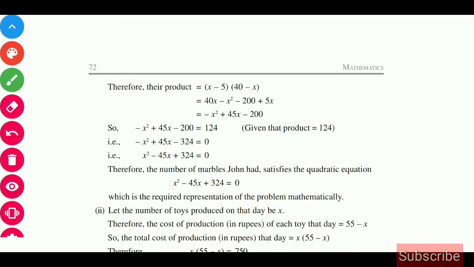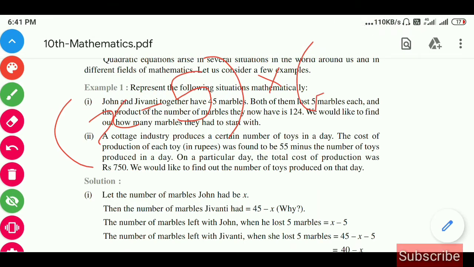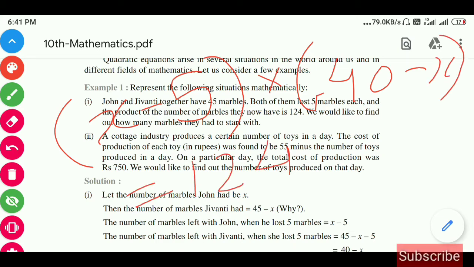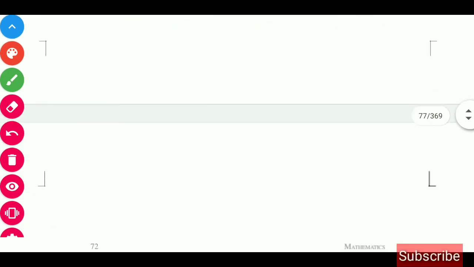Now we were given that the product of the marbles they now have is 124. That is, the marbles left with John is x minus 5, and that left with Jivanti is 40 minus x. This equals 124. Now simply solve this equation by opening the brackets.